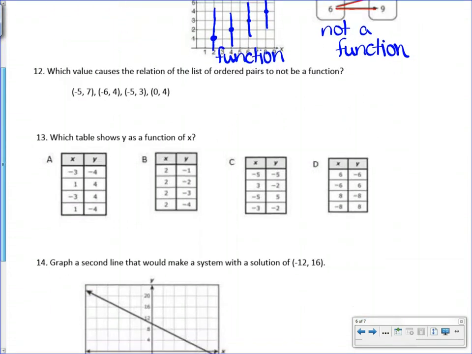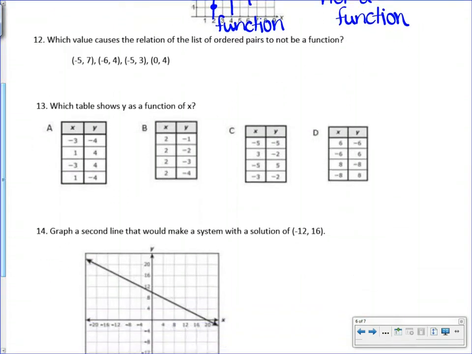Number 12. Which value causes the relation of the list of ordered pairs to not be a function? So we know this isn't a function. We're going to look at our x values. It says which one causes them to not be a function. So you're looking for the x value that's been repeated. So in this case, we have -5 twice. So -5 is the x value that makes it not a function.